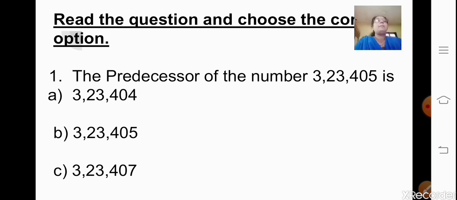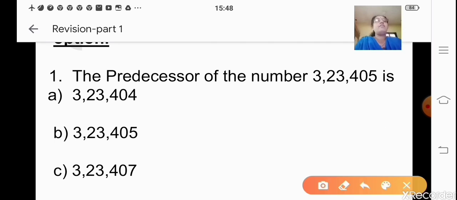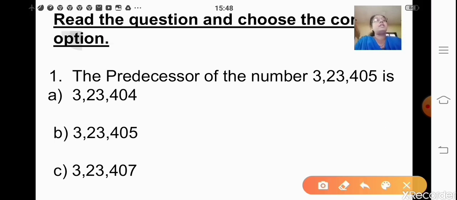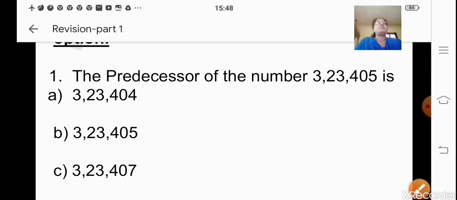Okay. Now the predecessor of the number 3,23,405. I already told you what a predecessor is. Predecessor means the number before. So for 405, you will do minus 1. So 3 lakh, your answer is 3,23,404. So which is your correct option? The first one.